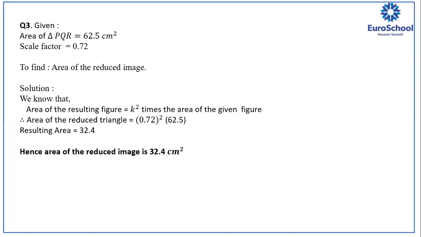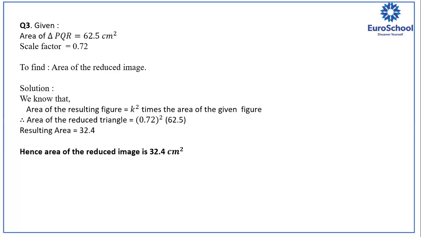Okay? Now, question number 3 says, in triangle PQR, it's reduced by scale factor of 0.72. So now, reduced by scale factor. PQR is original triangle, scale factor is 0.72. Area of triangle PQR is 62.5 centimeters square. Okay. Find the area of its image. You have to find the area of its image, means the reduced image, because it's a case of reduction.